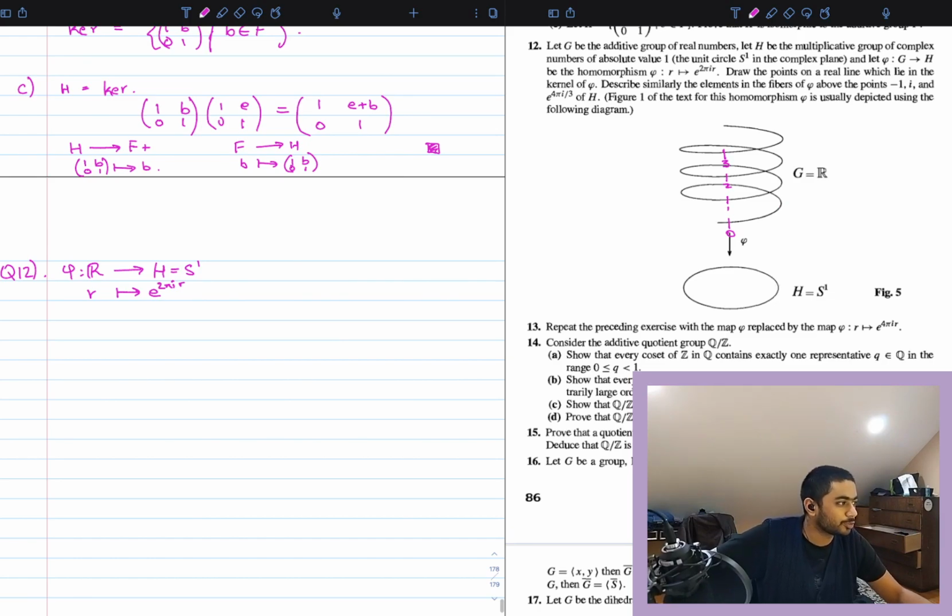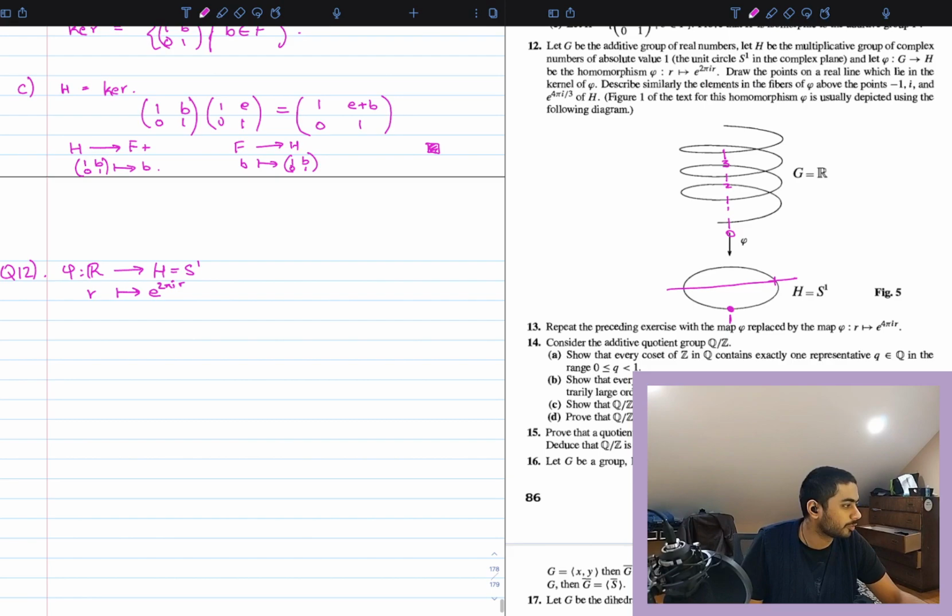And this notation is useful because, look, here is 0 in the circle group. Or I guess one would really call this 1 in the circle, in the complex plane. That's 1. And then this is i. So the kernel is everything that gets sent to 1. So it's just this line up here. It's all the integers, essentially. Draw the points on the real line which lie in the kernel. I've drawn those. Describe similarly the elements in the fiber.